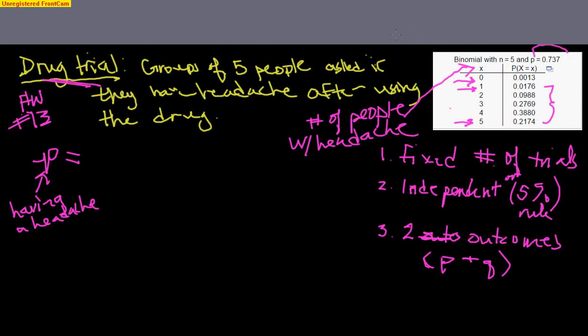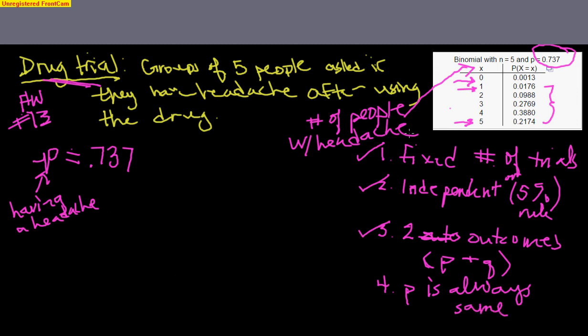And they actually give us this information in this problem right here, 0.737. So in this case, these are independent events, and we do just have 2 outcomes. And number 4 is the probability of a success is the same for every trial. So P is always the same. And that is true for this problem. They don't give us more than one value of P. No matter whether you have 3 people with a headache or 5 people with a headache, the probability of having a headache is always the same, 0.737.